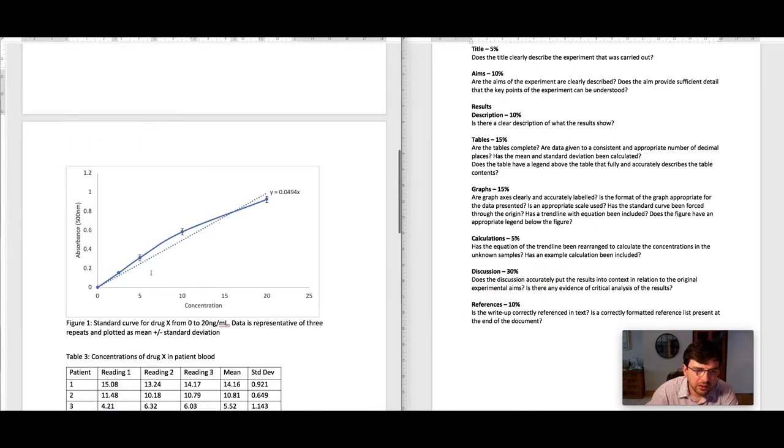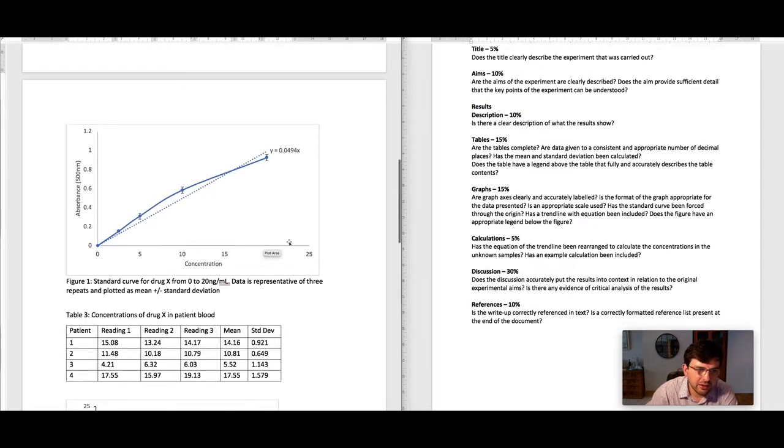In terms of this standard curve, this is a good standard curve. We've lost the title from within the graph. So we now have a figure legend which fully describes the data. So we know this is a standard curve for X from 0 to 20 nanograms per milliliter.